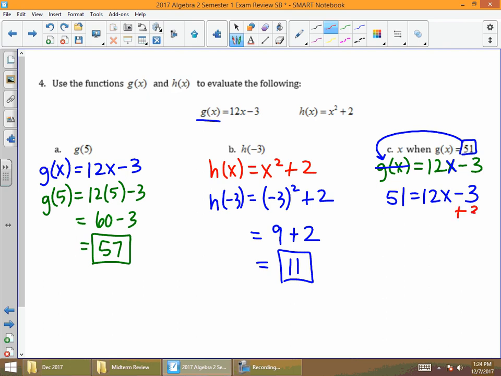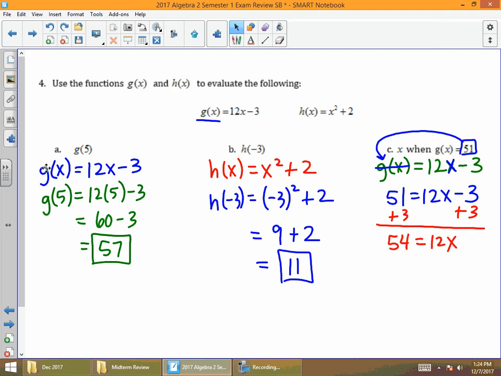So if we solve for x, we're going to add 3 to both sides first, and then divide both sides by 12, and then 54 divided by 12 is going to give you 4.5.